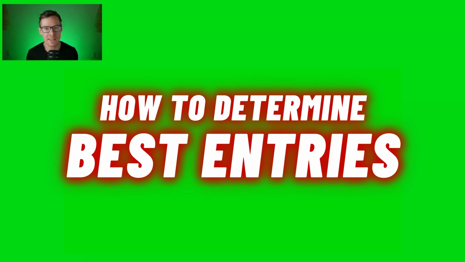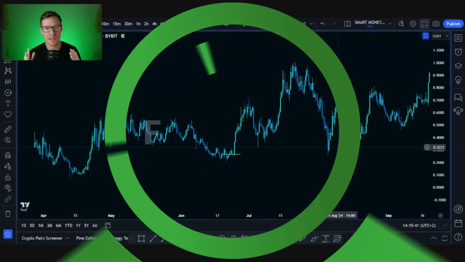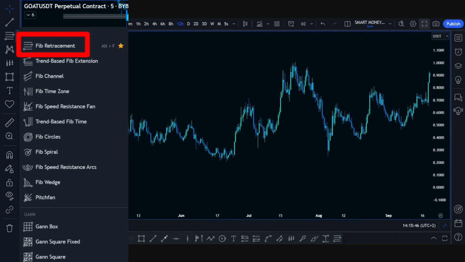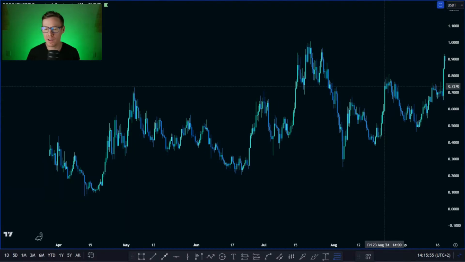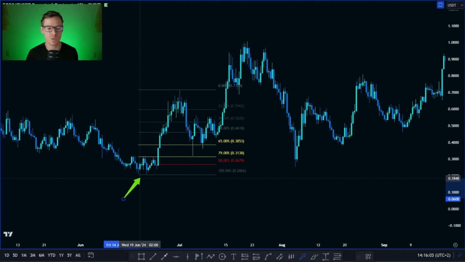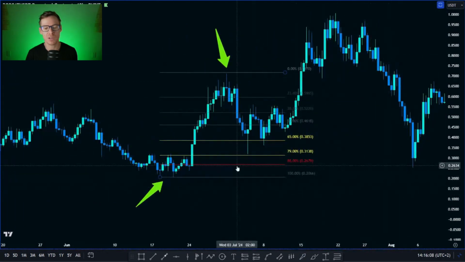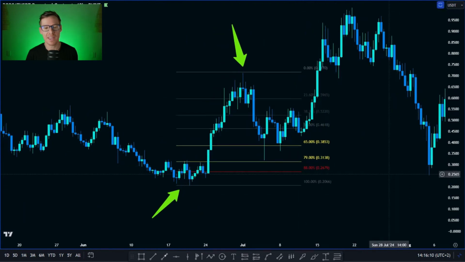Let's dive right in there. One of the ways we can use to find amazing entries is by using Fibonacci. If you open your chart over here and you click on this tool set in the corner, you'll see it says Fib Retracement. It is a tool we can use to find very good entries. You can see we've got a swing low over here and we've got a swing high. So take your Fibonacci, mark out the low and the high, and these are the inputs you want to put.